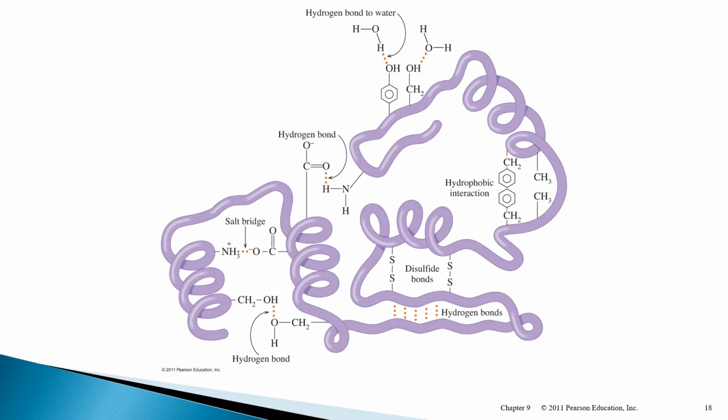Here again you can see the diagram of the protein. You can see the hydrogen bonds. These are the disulfide bond, hydrophobic interaction, and hydrogen bonds to water, which is hydrophilic interaction. Here you can see the salt bridge on the diagram. Here again, one of the hydrogen bonds.